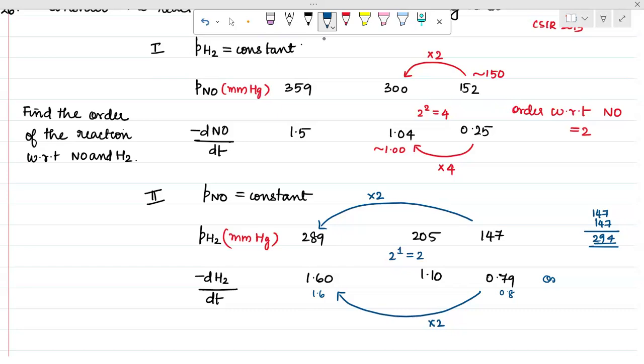So what is the order? Easy. Order with respect to H2 is equal to 1. Order with respect to NO is 2. Order with respect to H2 is 1. And the total order is equal to 3.